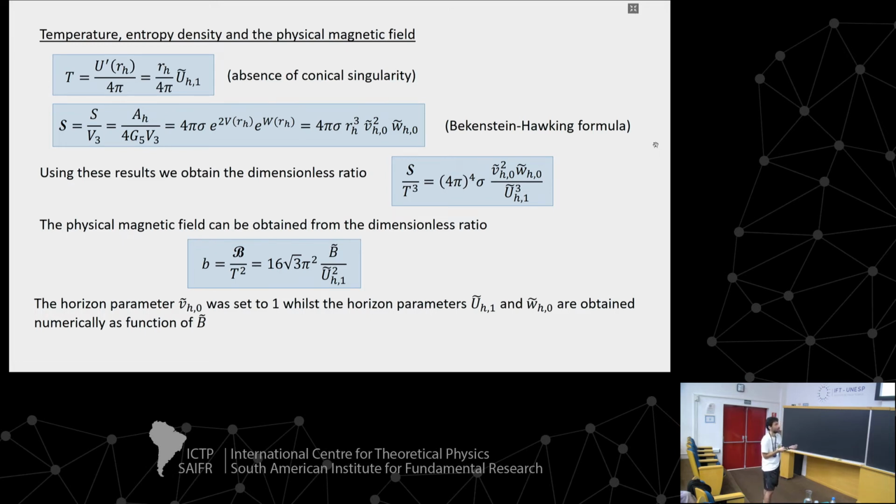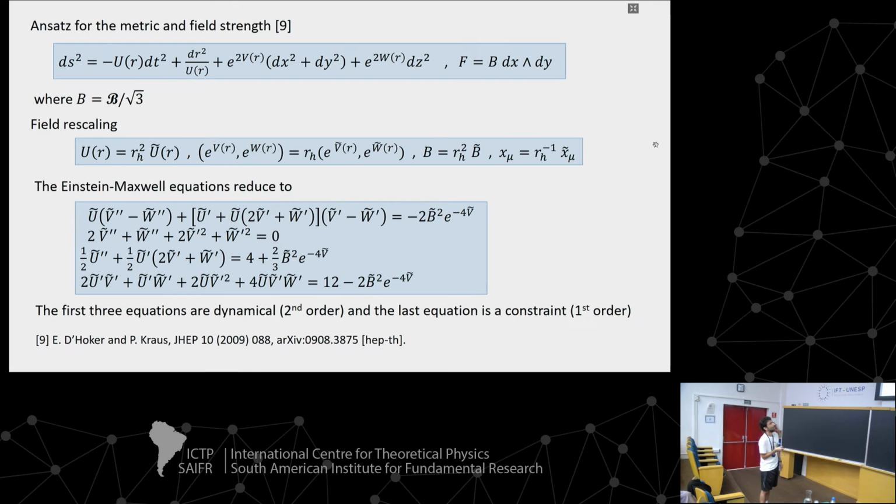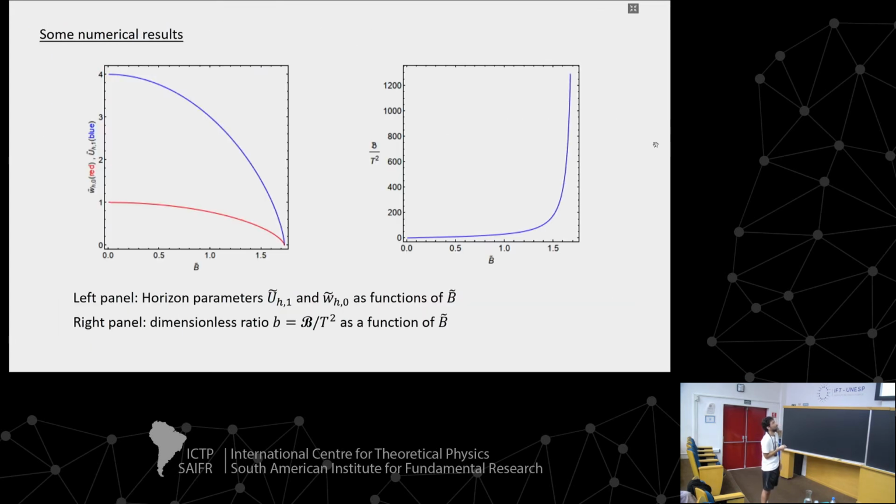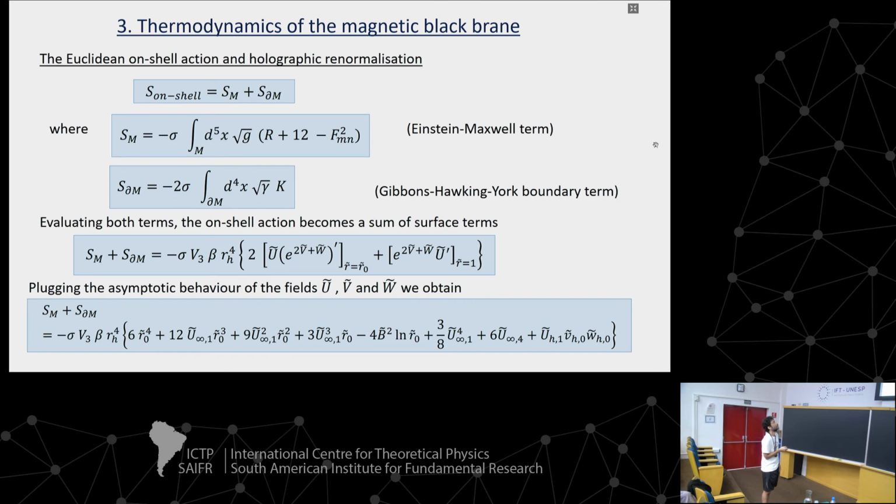The main parameter in this solution is this tilde B. Tilde B is this rescaled original B, I forgot to say, it is related to the CFT B, the B of the dual theory, by this square root of 3 factor. So for the metric, everything depends on this tilde B. In particular, you can get all the horizon coefficients as a function of tilde B, this dimensionless ratio also as a function of tilde B, and so on. As you see, when tilde B goes to square root of 3, this B over T squared goes to infinity. So this is how you map a CFT parameter to a 5D parameter.